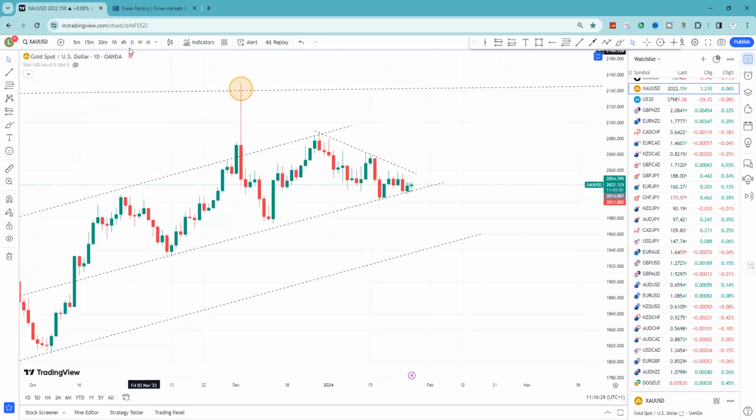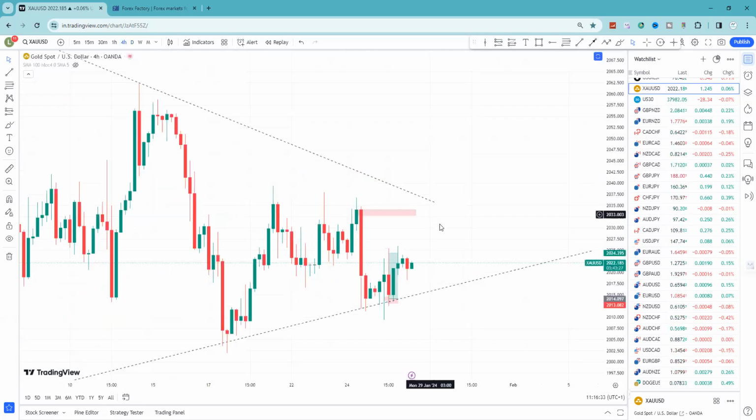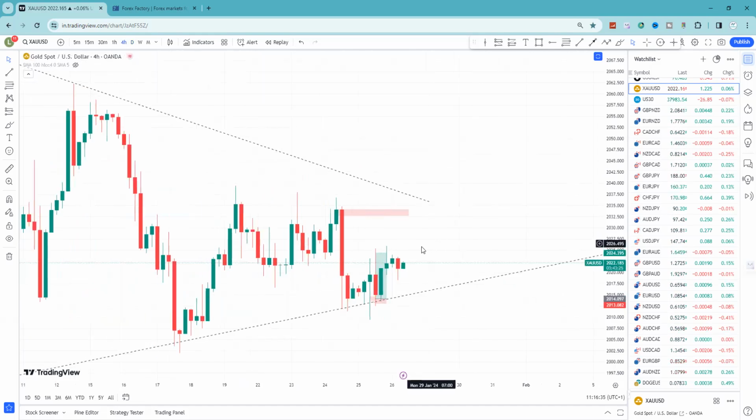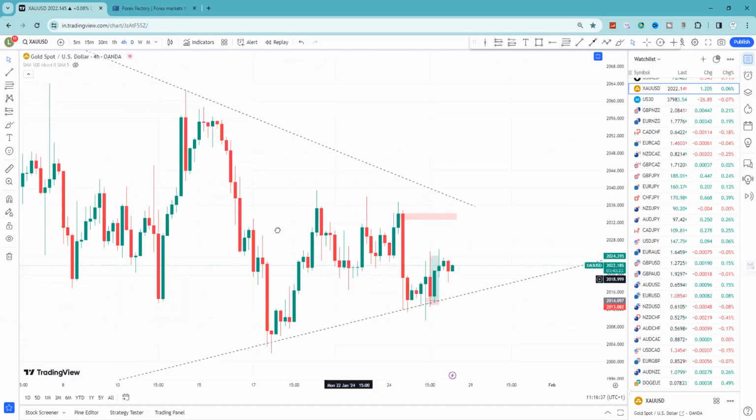So what I did was very simple. I had to go down to a lower time frame, and this is what it looks like on the 4 hourly time frame.